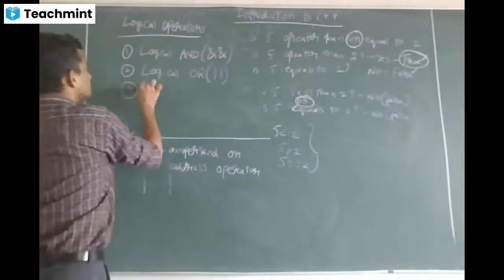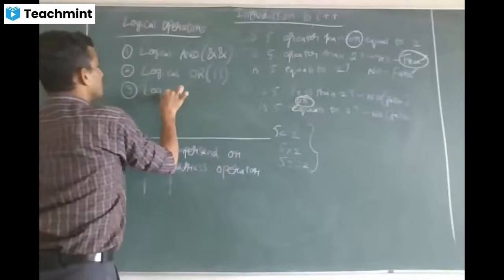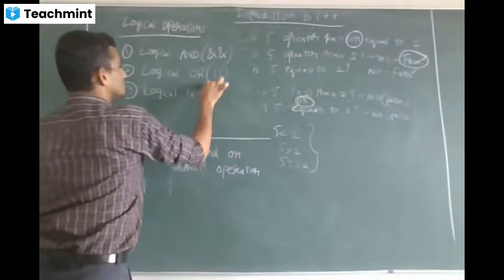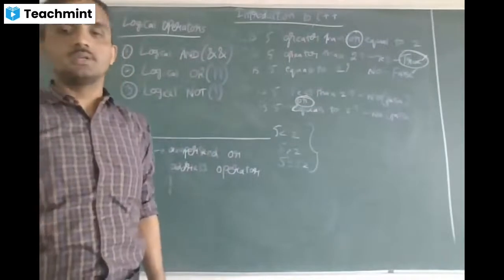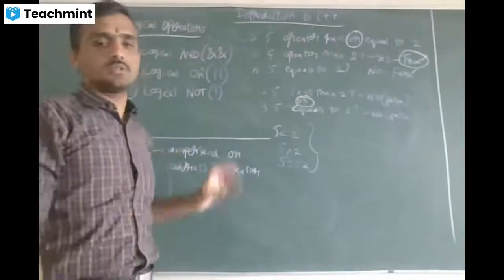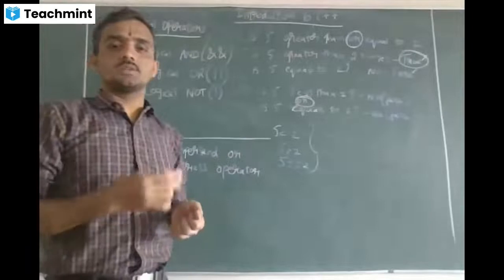Next, the third one is logical NOT. Logical NOT means the exclamation mark of English. This is also present on the keyboard. So in detail about these operators we will discuss tomorrow.